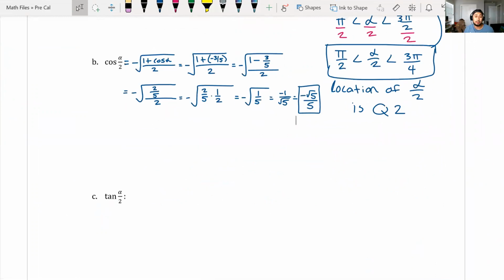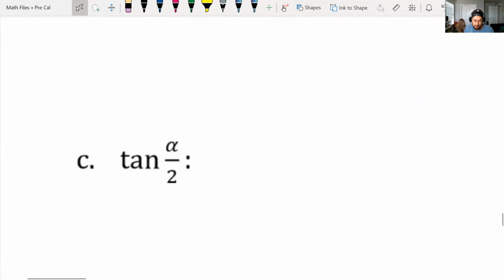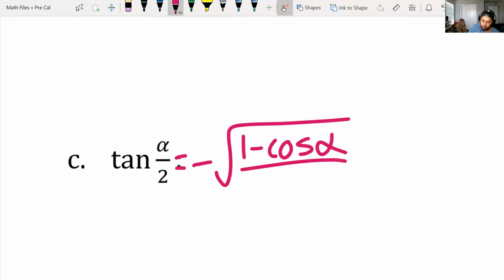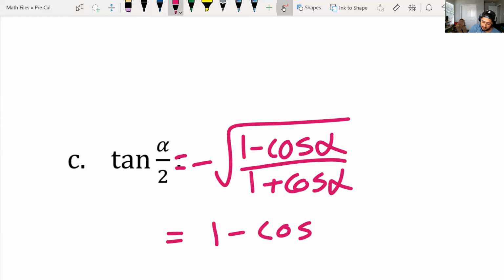All right. So now we get to tangent of alpha over 2. Okay. So we can choose from actually 3 formulas, right? Remember that tangent can be, and since it's in quadrant 2, it'll be the negative square root of 1 minus cosine alpha over 1 plus cosine alpha. Or we can use the other formula, 1 minus cosine alpha over sine alpha.